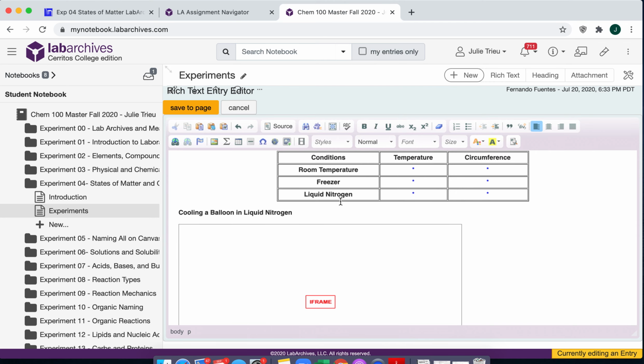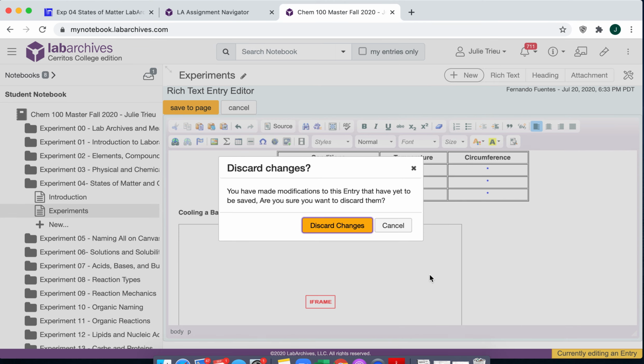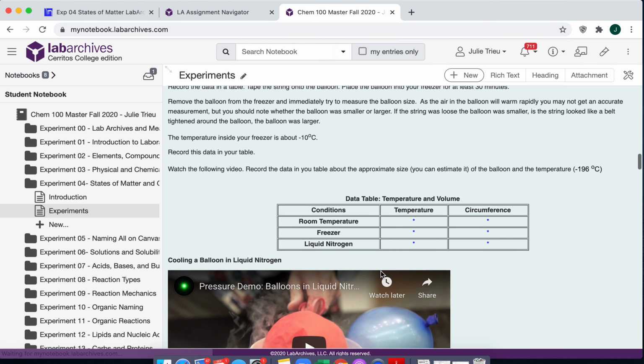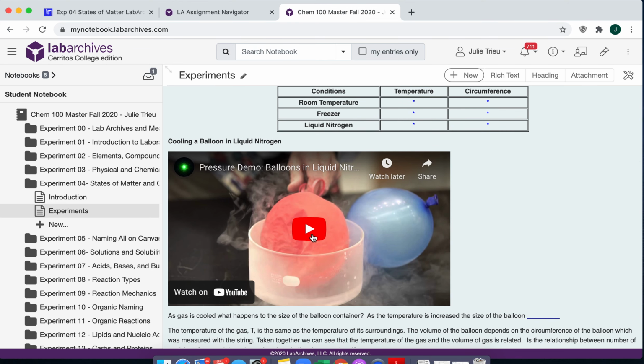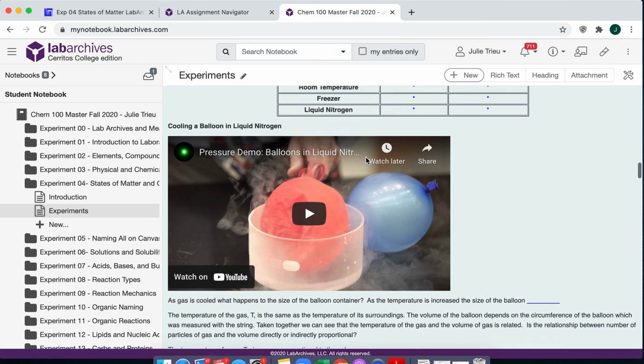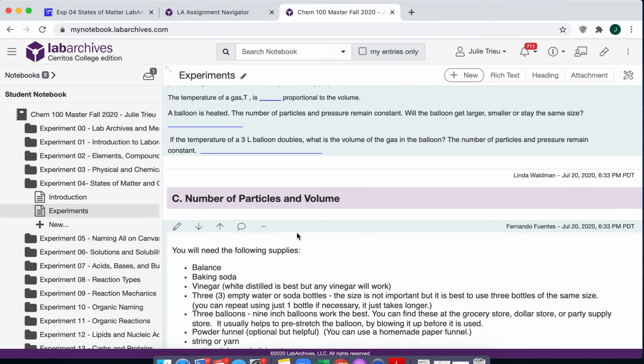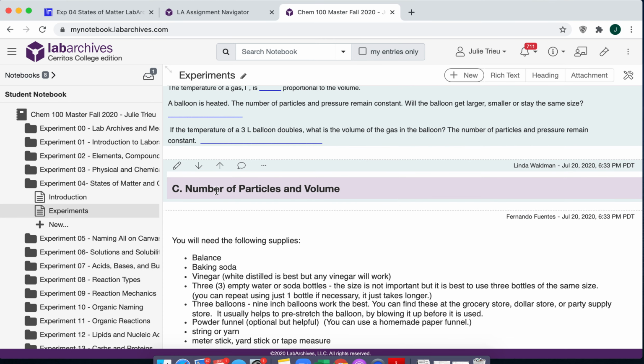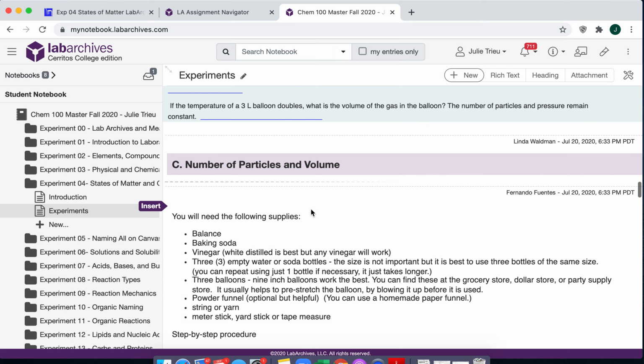Since we don't have liquid nitrogen at home, the video provided at the bottom here should show the demo of the balloon and how the liquid nitrogen, which is very cold, very low temperature, affects the size of your balloon. Next, the number of particles, which is n, and volume. What is this relationship?